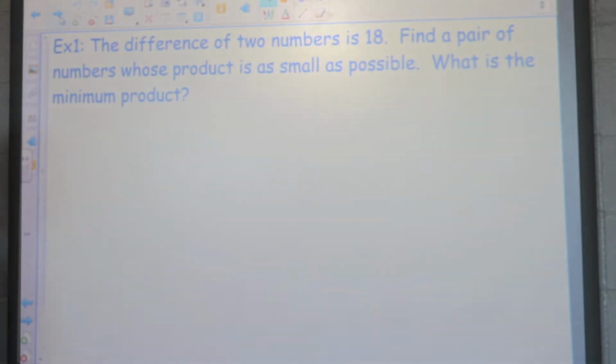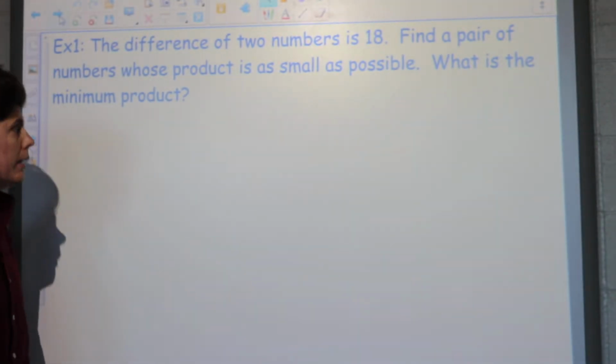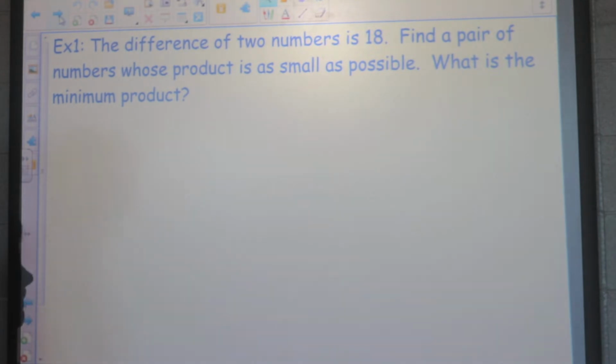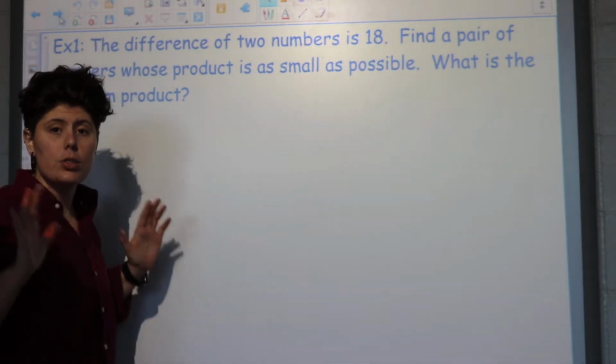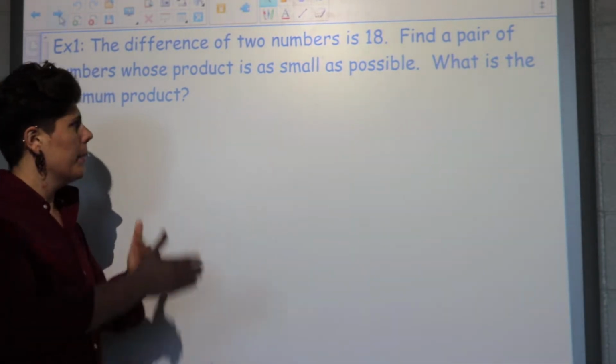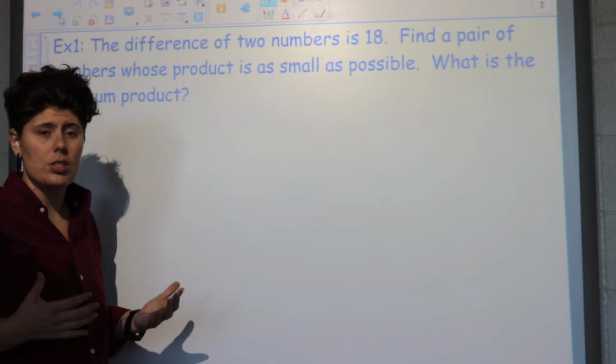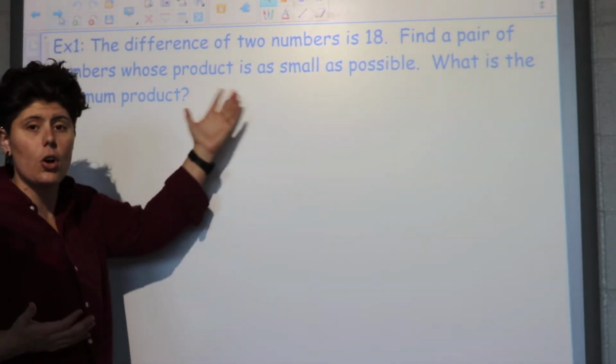The difference of two numbers is 18. Find a pair of numbers whose product is as small as possible. What is the minimum product? Don't be overwhelmed because it's a word problem. We're going to start by coming up with some equations. Now you get to write these equations based on the problem.